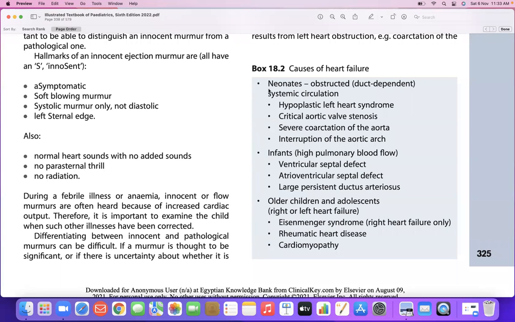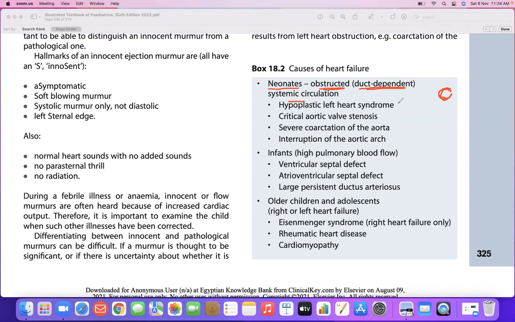So the causes of heart failure will start with the neonates. Always remember, critical things will present in the neonate. Critical. That means obstructed lesions, and they should be duct dependent. Obstructed and duct dependent systemic circulation.